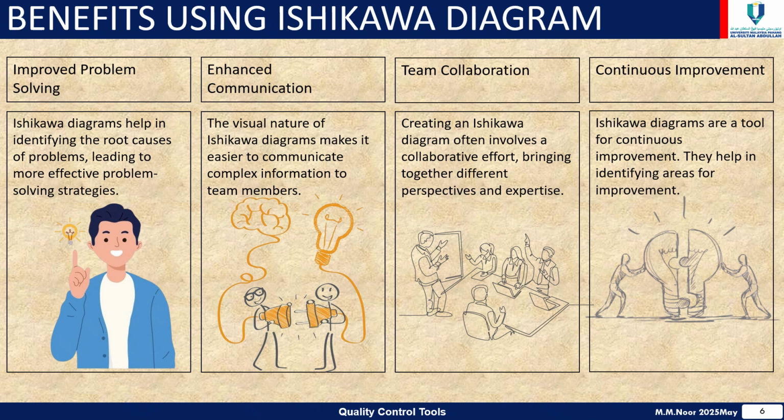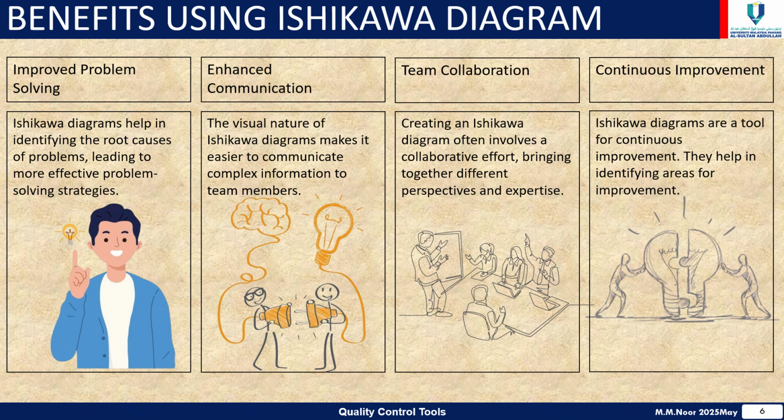To complete the Ishikawa diagram, it has to be communicated to the teams, through brainstorming. And next is team collaboration. As I said about the previous benefit, it enhances communication, and that is also related to team collaboration. Creating an Ishikawa diagram often involves a collaborative effort, bringing together different perspectives and expertise. So when brainstorming, everyone has a right to talk and to discuss the problem solving strategies. So lastly is continuous improvement.